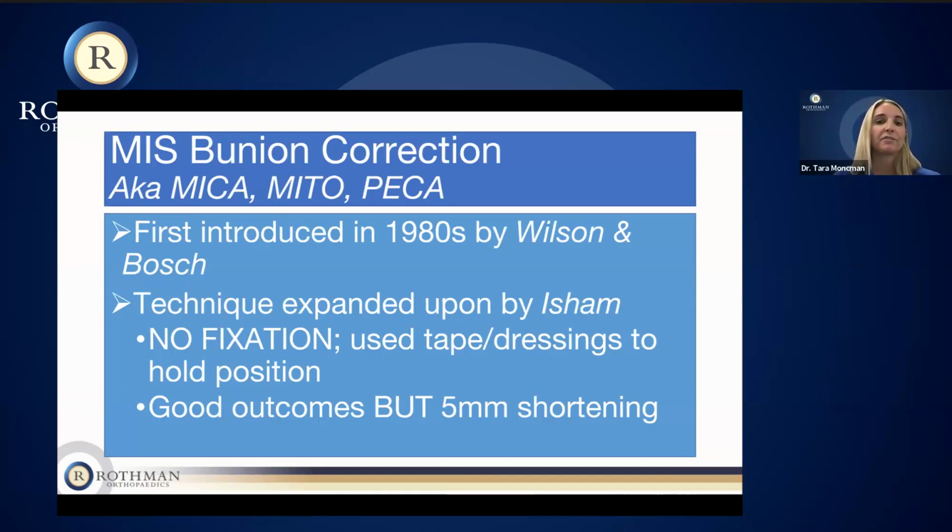And again, like I touched on before, while this was first introduced in the 1980s and then expanded upon, we didn't have great outcomes in the beginning. And the reason for that was because we'd make the bone cuts, but we didn't use any hardware. So no screws and not even any pins to hold the positioning of the toe in place. They just would tape it and use soft dressings. And so we found that it was hard to hold that correction.